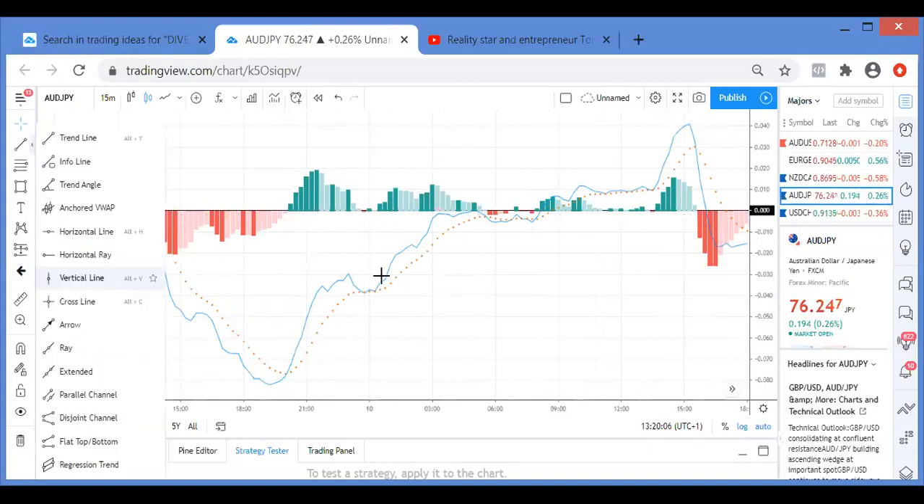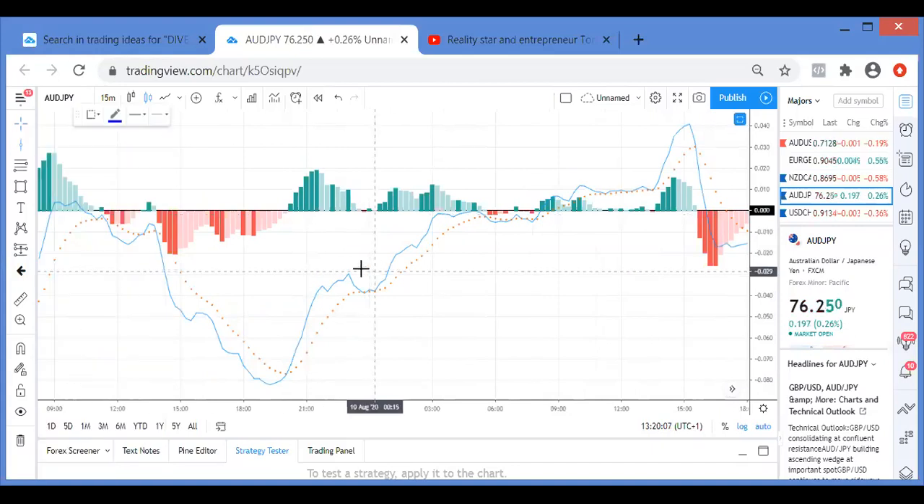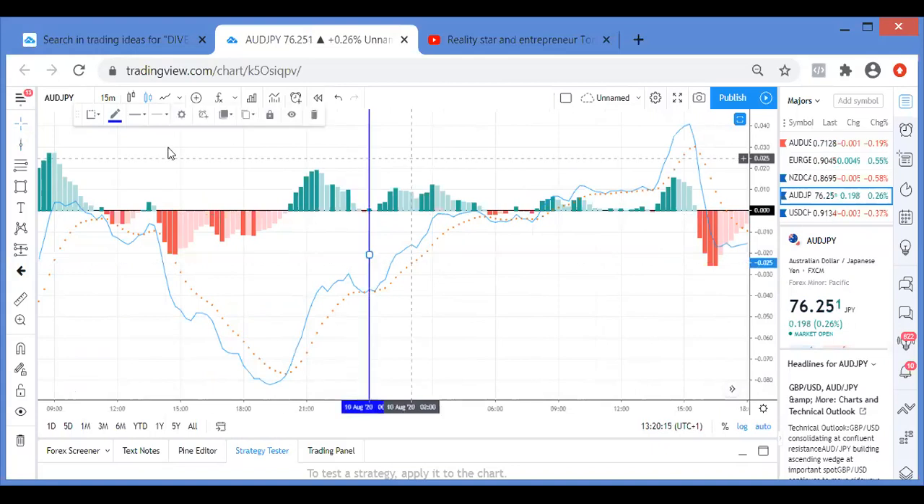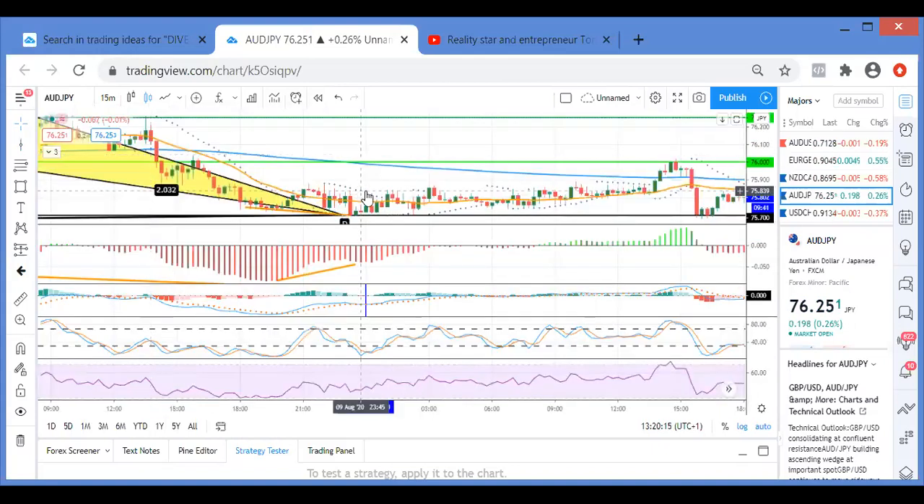And where does it cross? Right here. So remember, it crosses downwards, then it crosses upwards again. So I'll get in here. And look, this line to this line. And that's where I get in.